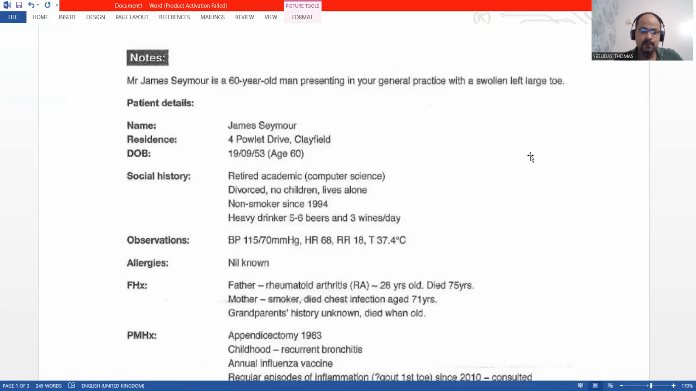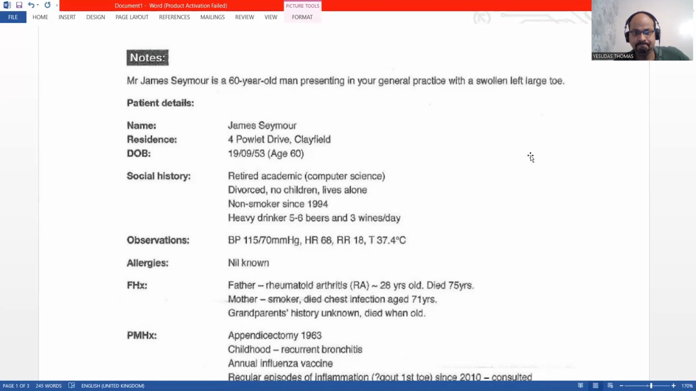So we don't have to go with the social history except his drinking habit, because for a gout patient, if he drinks heavily, this will be increasing the risk of gout. So lifestyle modification is necessary. You need to reduce his amount of alcohol consumption considerably so that his gout symptoms should subside. So except drinking, nothing is relevant there.